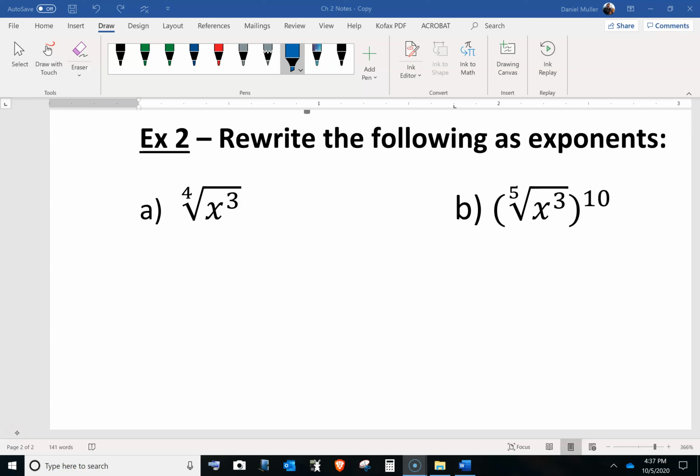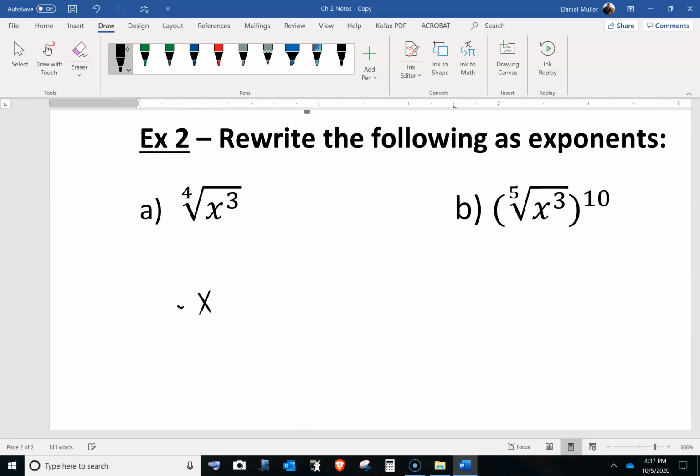So for example 2 here, we're not doing what we did in the previous examples, which were just evaluating, writing in radical form instead of fraction form, and then evaluating. Here, all we're doing is we're kind of working backwards, but we don't need to do any evaluation. So it's written in radical form. Therefore, all we need to do here is put it back to exponent form.